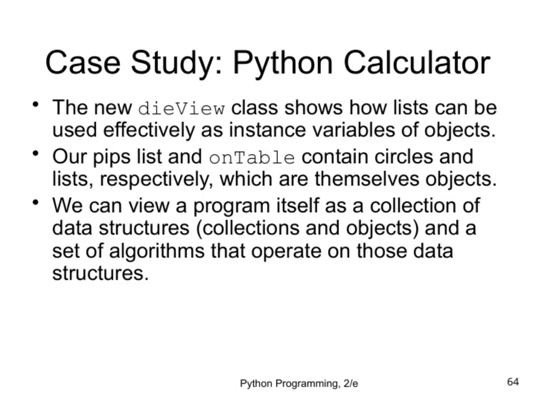Now, the new DieView class really illustrates how lists can be used effectively as instance variables within objects. For example, our pips list and onTable are both collections of circles and lists, respectively, and importantly, these are objects themselves. This highlights a key concept. A program can be viewed as a collection of data structures, which include collections and objects, along with algorithms that operate on those data structures. This approach makes our programs more organized and modular. As we see in this case study of a Python calculator, understanding how data structures and objects work together is fundamental to designing effective programs.